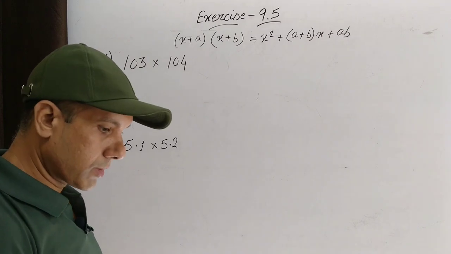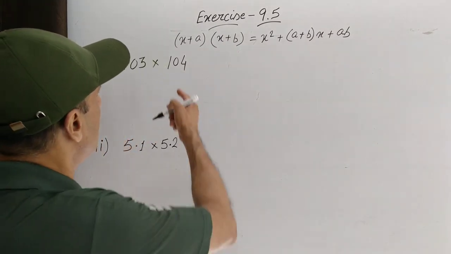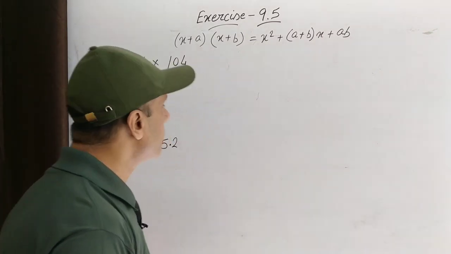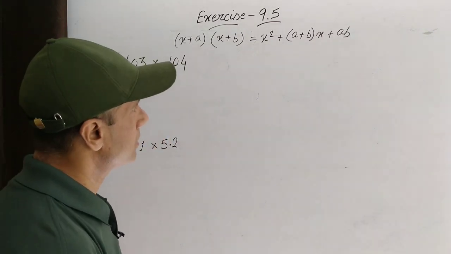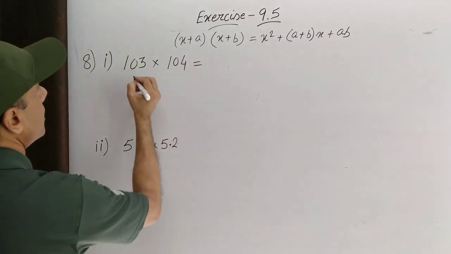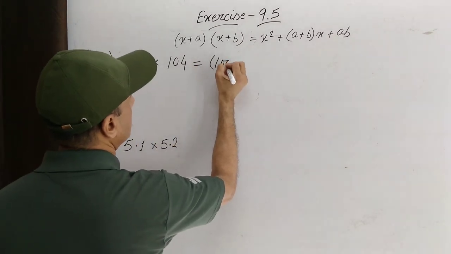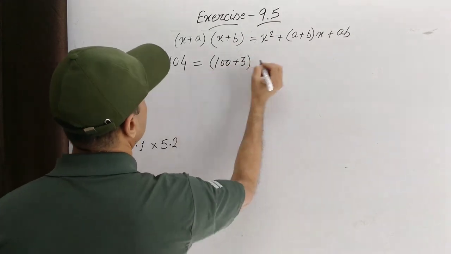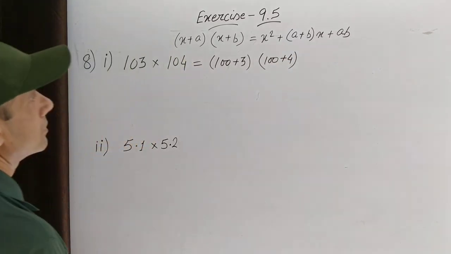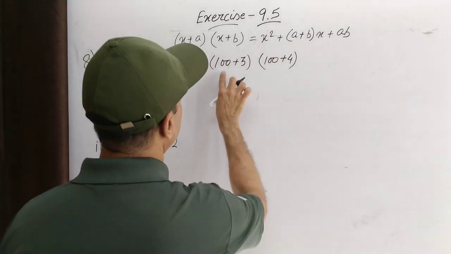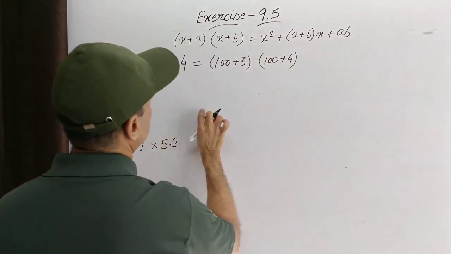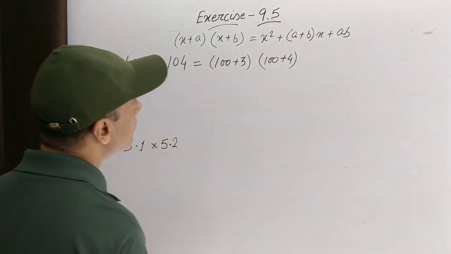Question number 8. Using the identity, x plus a into x plus b is equal to x square plus (a plus b)x plus ab. We have to find these values. So we can write 103 as 100 plus 3, and 104 as 100 plus 4. So we have here x as 100 and a as 3 and b as 4.